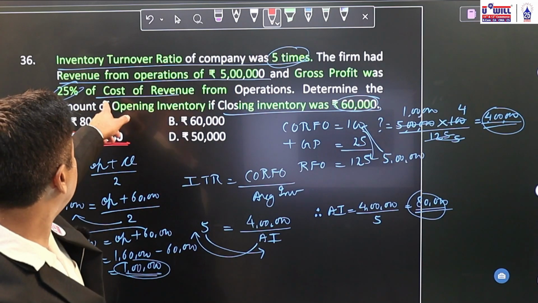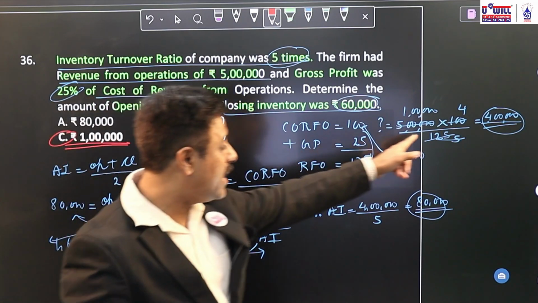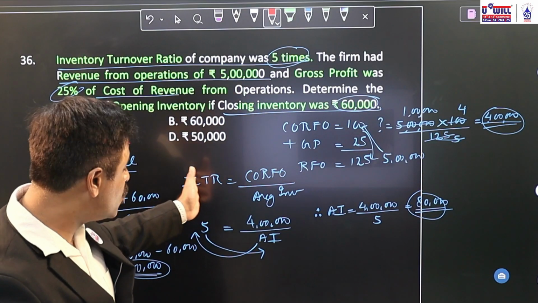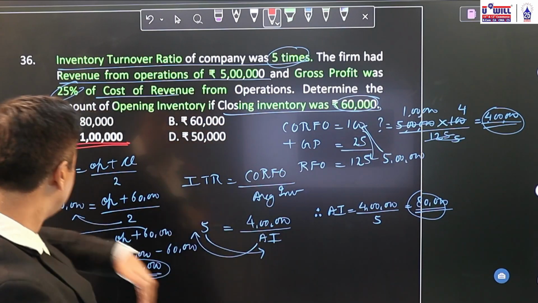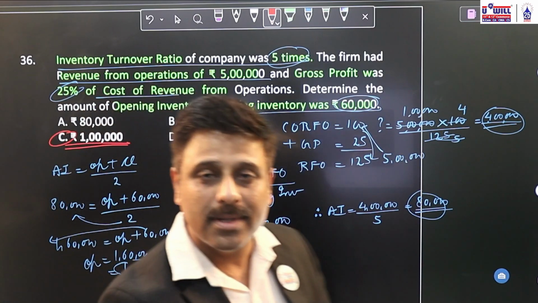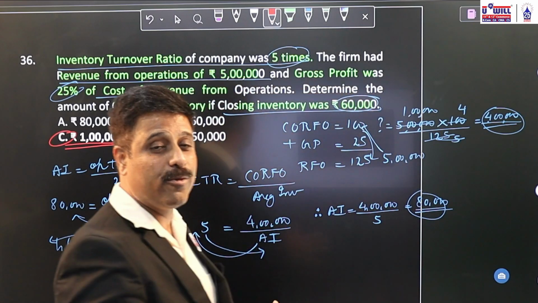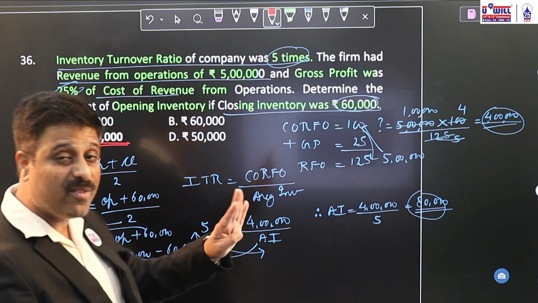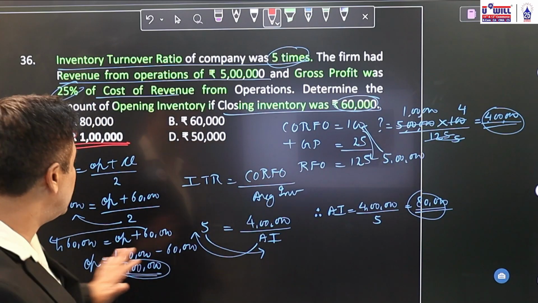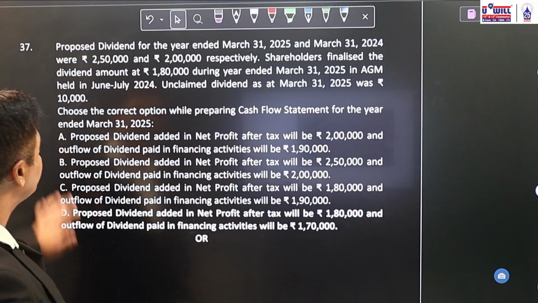So first, from this cost of revenue from operations, 25% profit, we first find the cost of revenue from operations. Then using inventory turnover ratio, we find average inventory. Then using average inventory, we find the opening inventory. Actually, it should have been for 4 marks. In your paper, a question of 4 marks also comes. This type of question with so many calculations should come for 4 marks. However, from that point of view, also you can prepare this. Okay. Less chances of such a lengthy question coming for 1 mark.